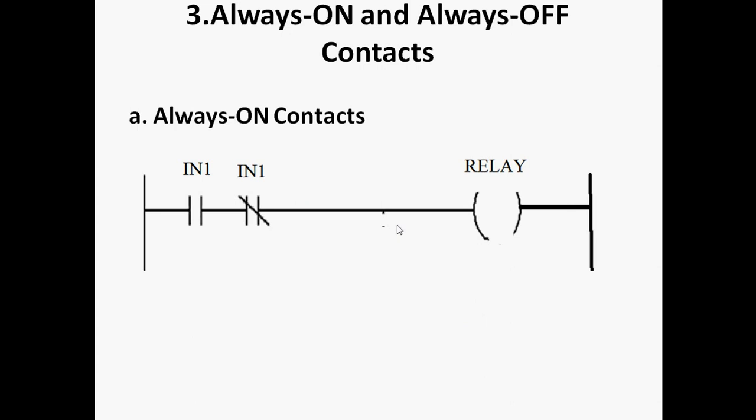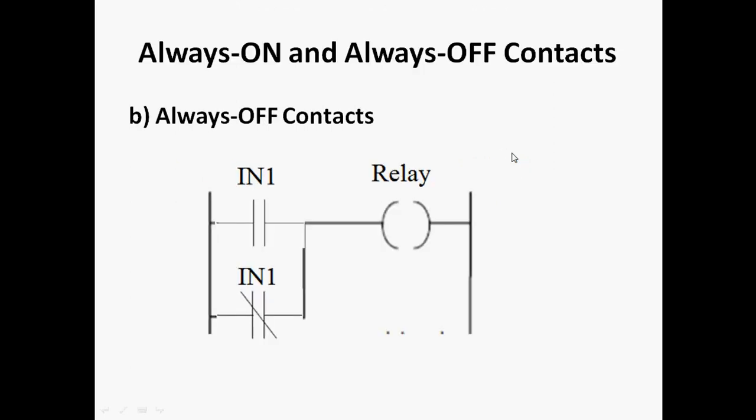So we are discussing the always on contacts. Whenever input 1 and input 2, these are two switches we are using. Here we can consider input 1 as a value of 1, and input 2 value is 0, then relay 1 is on. So this condition satisfies the first condition, and that relay is continuously on for the system.